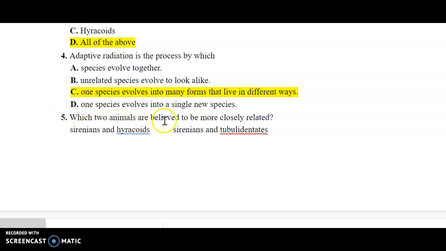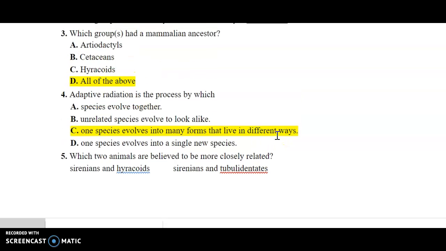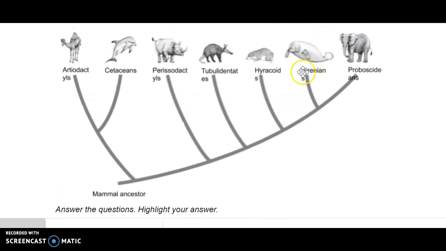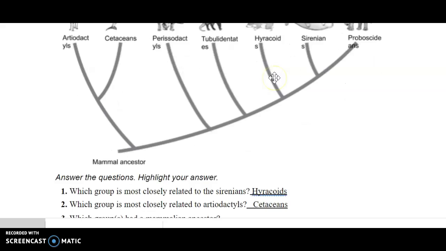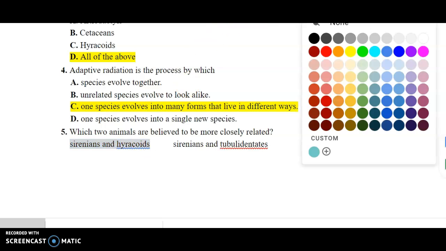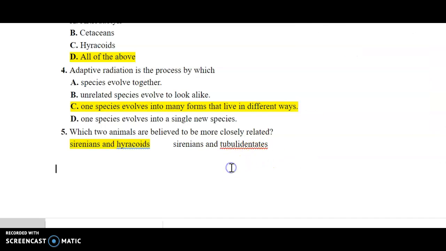Which 2 animals are believed to be most closely related? The sirenians and the hyracoids, or the sirenians and the tubulidentates? Sirenians, and it would be the one just before it, so it would be the hyracoids. That would be the correct answer. And that's that. Okay, so make sure you attach and turn that in.